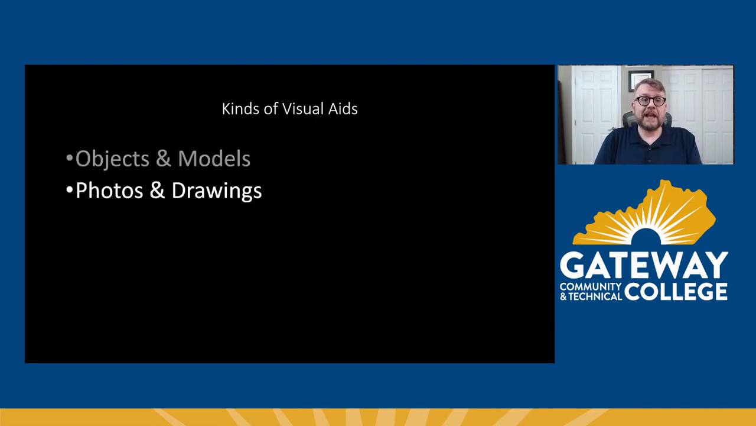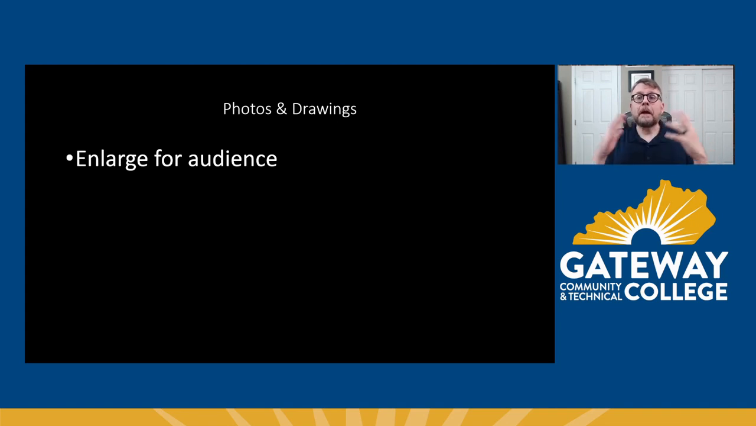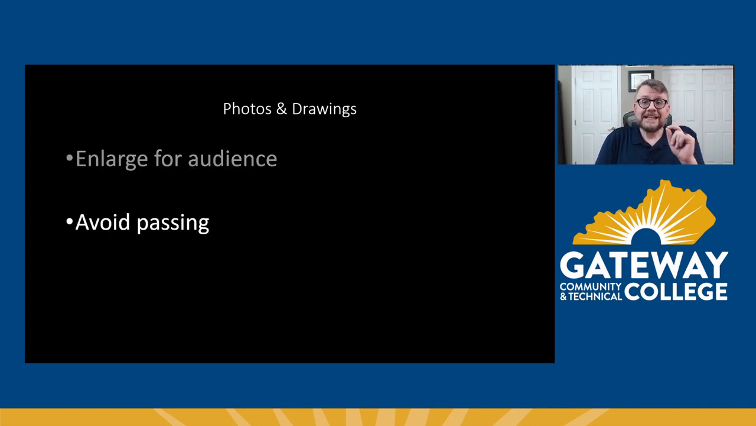Another type of visual aid that you can use are photos and drawings. Now, some things with photos and drawings. You need to be sure they're big enough for the audience to see. Because again, we're a visual culture, so having a photo or a drawing of something can be great, but it needs to be big enough for people to see it. That's why we're going to recommend you put them in PowerPoint. But what you want to always remember is avoid passing things out to the audience during your speech. And I will say, even before your speech.